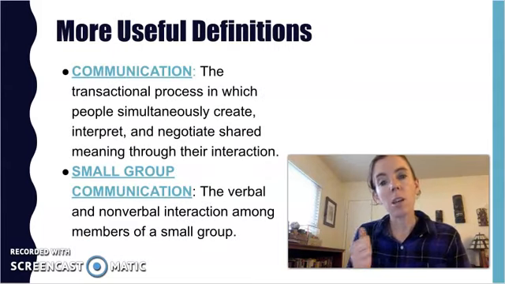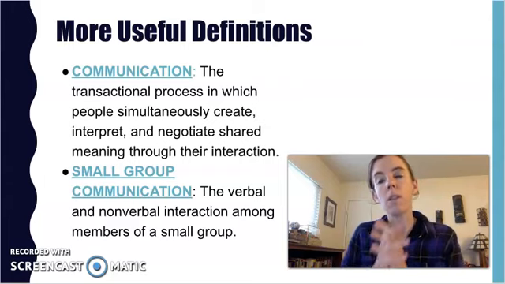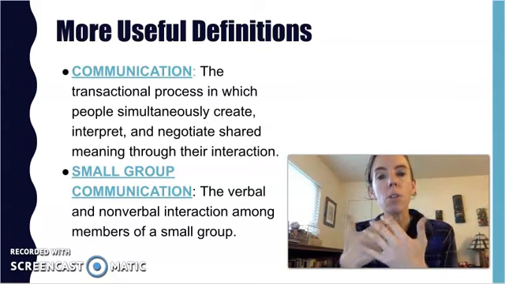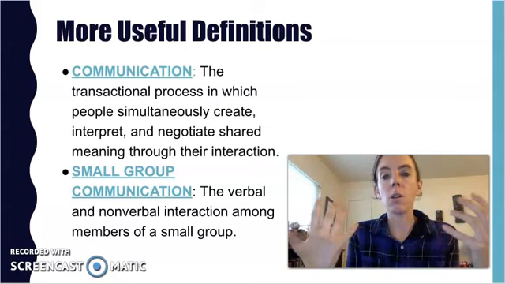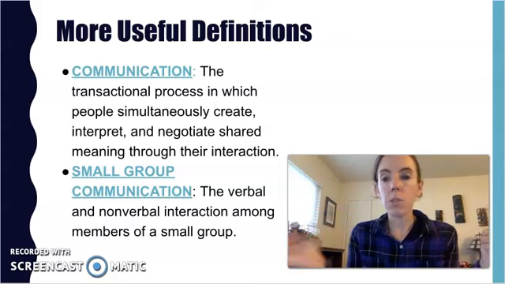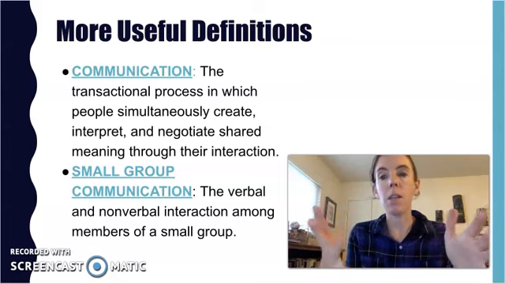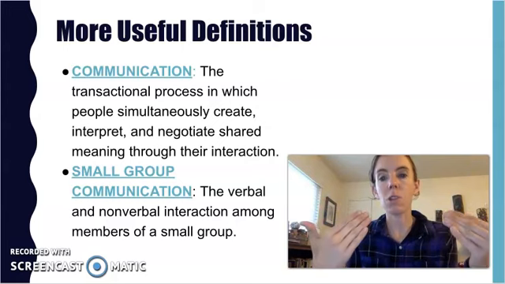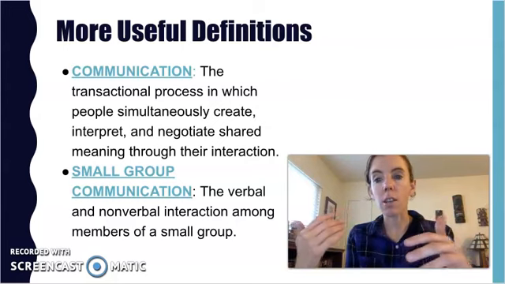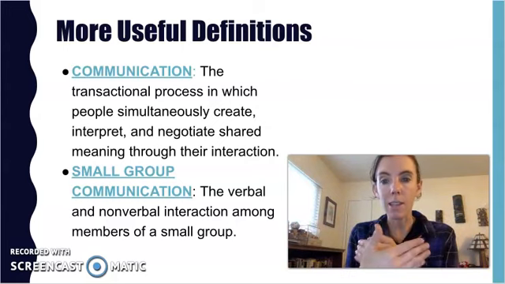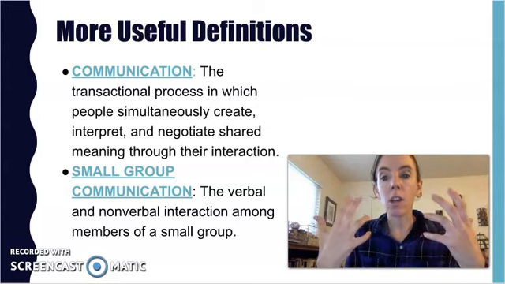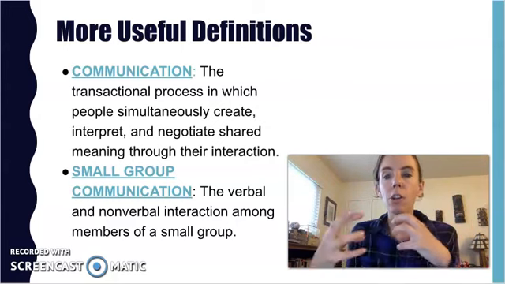Last two definitions, communication and small group communication. So communication is, you probably have an idea of what it means, but you don't have a definition. A transactional process where people are creating, interpreting, and negotiating meaning while they're interacting. So transactional means an exchange. I give you something, you give me something. Ideas, meaning, messages, words. That's the transaction. And during that exchange, that transaction of words and ideas, or even nonverbal signals frequently, we are creating and interpreting what people mean, and you're negotiating it together.